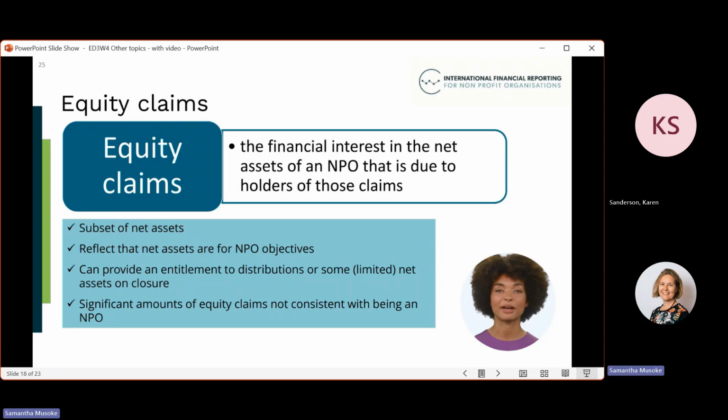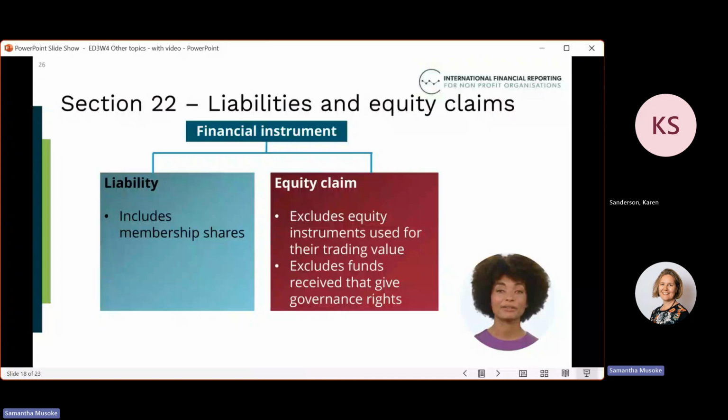Section 22 establishes the principles for classifying financial instruments as either liabilities or equity claims. The term equity is not used in INPAG, and Section 22 has been amended to reflect the use of equity claims instead. It also includes important clarifications. Where an NPO issues membership shares that provide no entitlement to the NPO's net assets, they are not equity claims and instead are to be treated as liabilities.